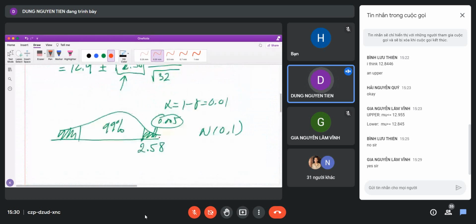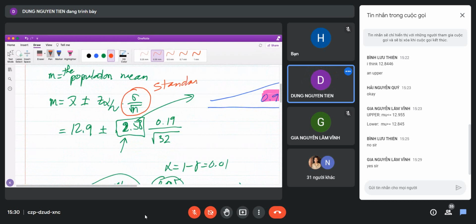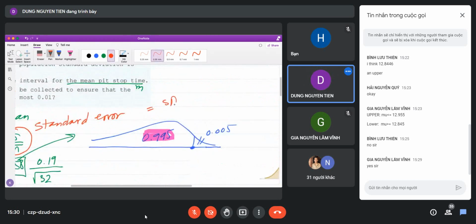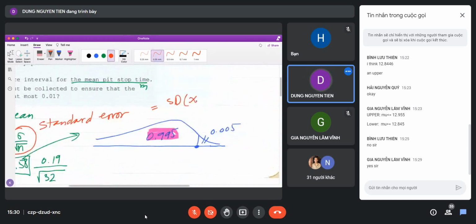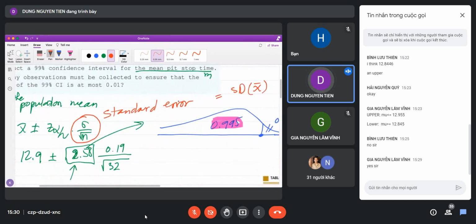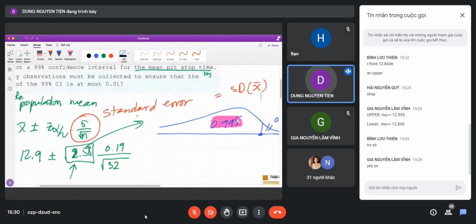Oh, by the way, in this formula you have sigma over the square root of n. There's a name for this. I want to mention that. This is called the standard error. The standard error is simply the standard deviation of x bar. So the standard deviation of x bar, that is the standard error. The standard error is simply the standard deviation over the square root of n.